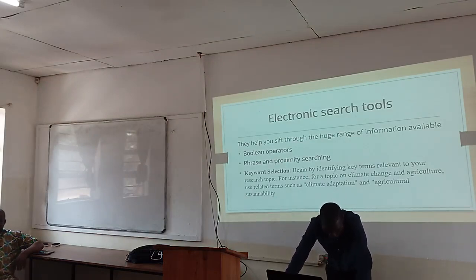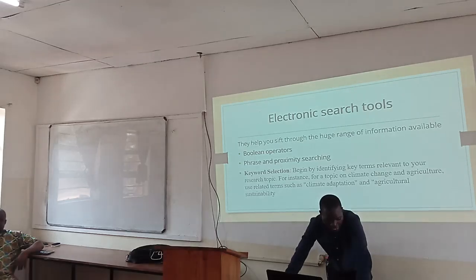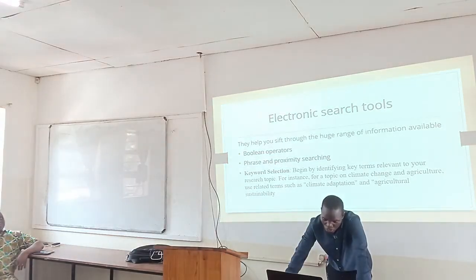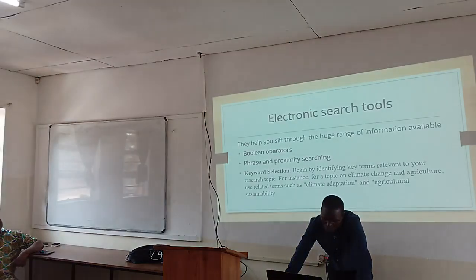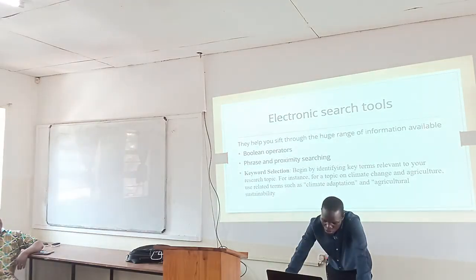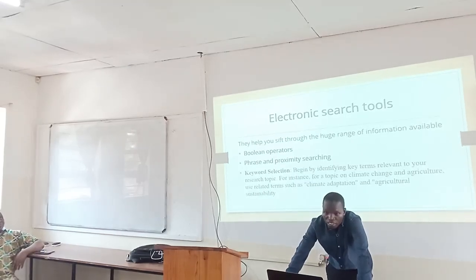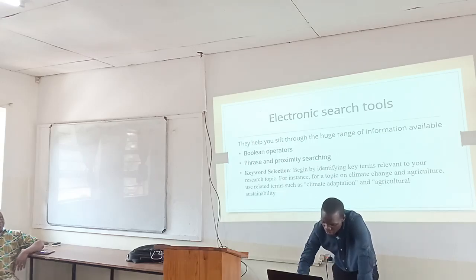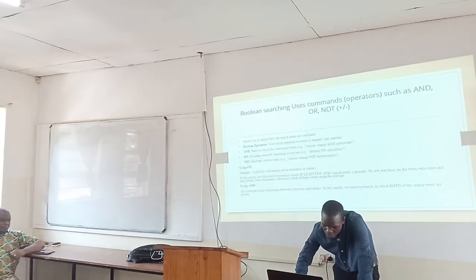So when we are searching for information on the internet, there are also some principles, conditions or strategies for how best to find what we are looking for. For example, we use tools like Boolean operators, phrase and proximity searching, and keyword selection, like what I've just explained. I think keyword selection is clear, so I'll just come back to Boolean operators and phrase and proximity searching.